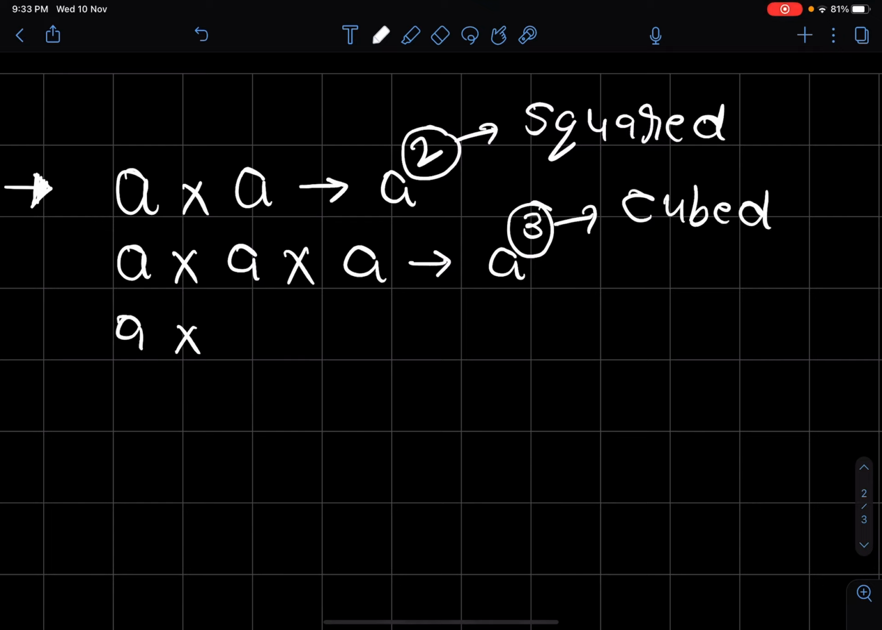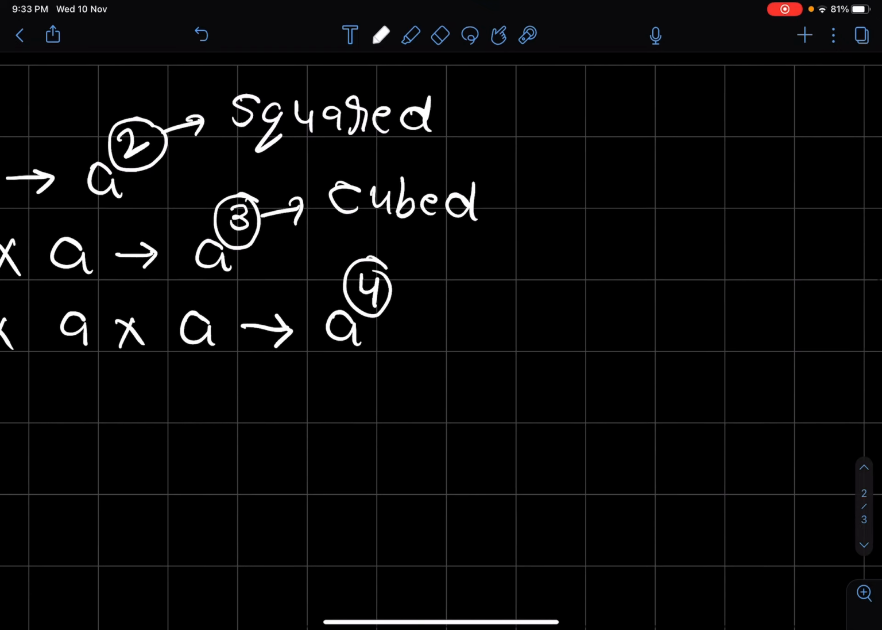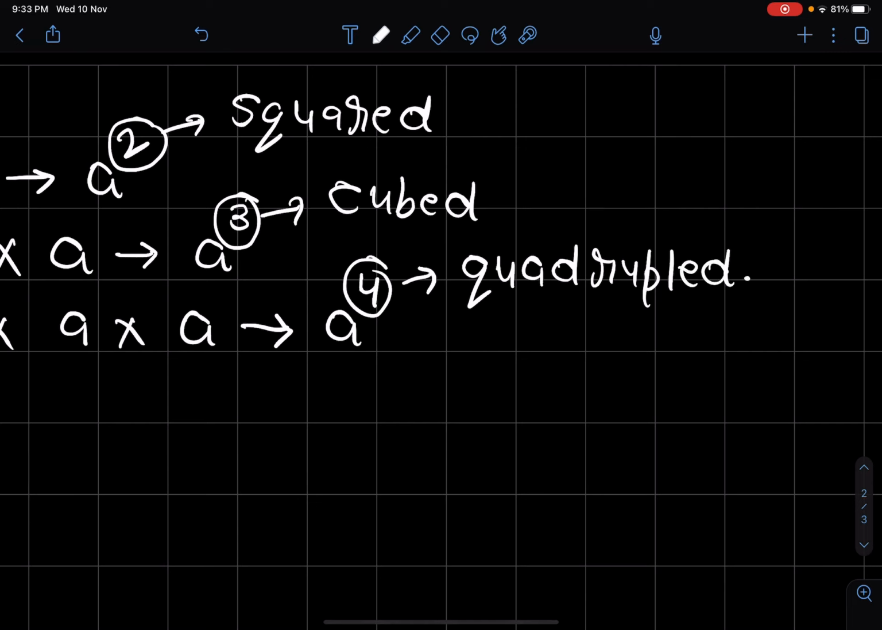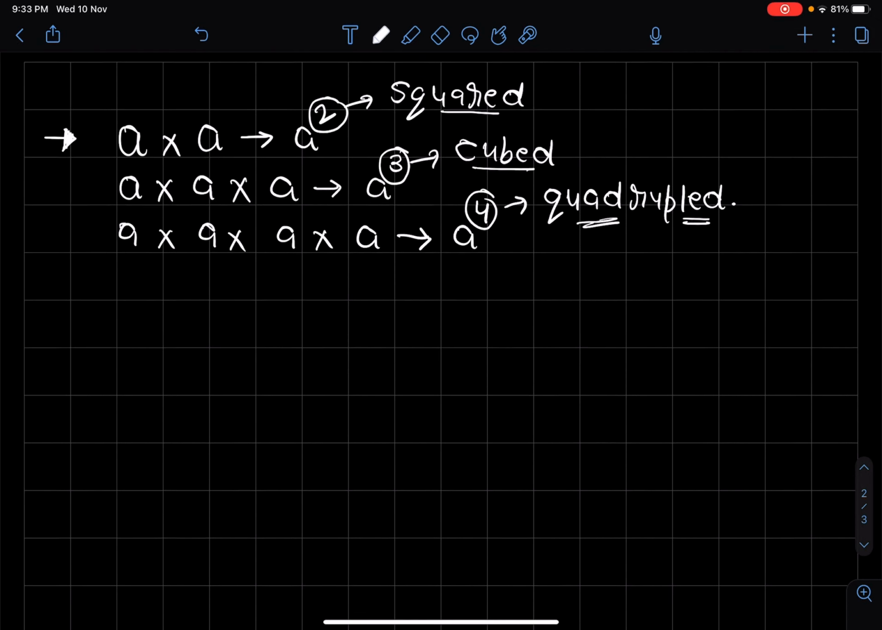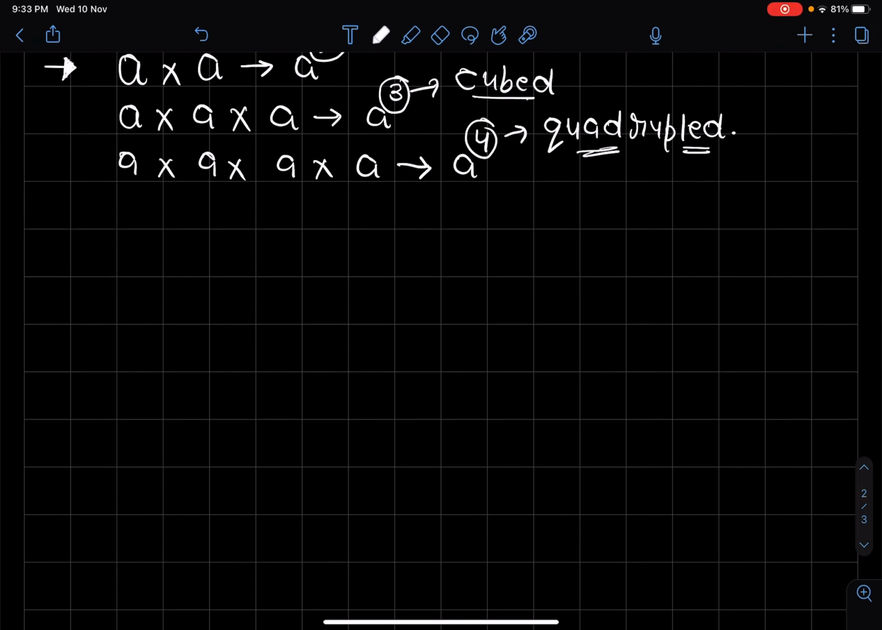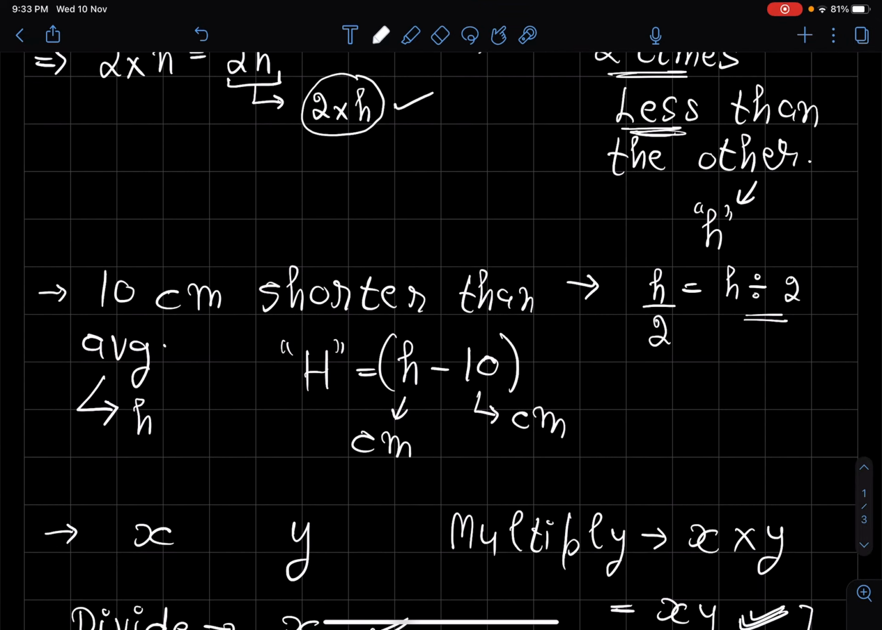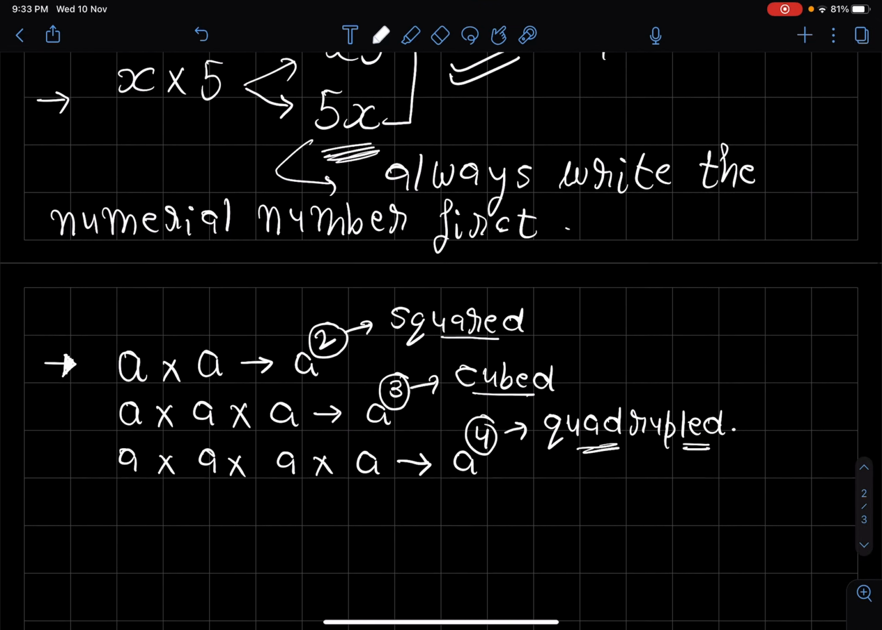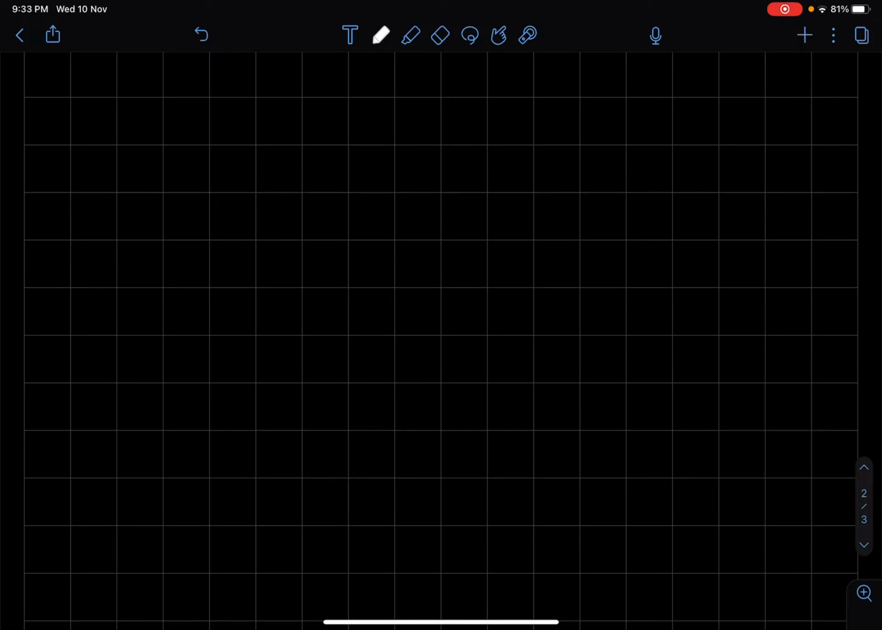Or if we want to do a multiplied by a multiplied by a multiplied by a, we write it as a power 4. 4 means it's quadrupled. Alright, squared, cubed, and quadrupled. You got me? Okay, so we're pretty much done with the basics. Let's try to solve a few questions.